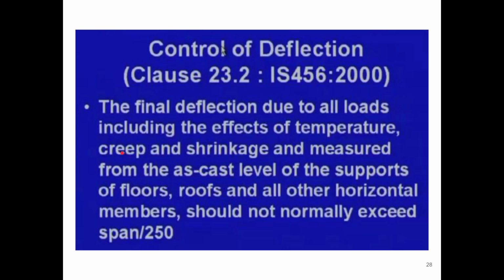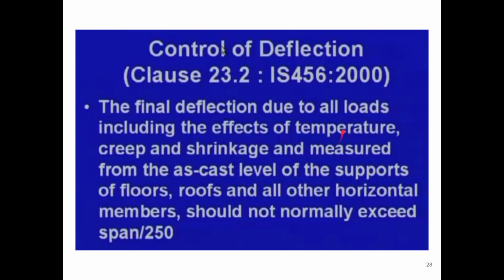Creep we studied in the first class itself. That is a long term deflection, after the instantaneous deflection, which increases with time. So that is the creep. And shrinkage is basically the reduction in volume when the pore water inside the concrete evaporates.